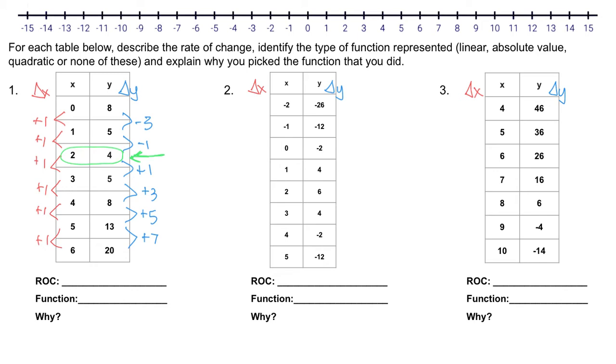When it has a vertex, it can be either absolute value or quadratic, but we know it's not absolute value because you can see that these are not the same. With absolute value, you have two constant sections. You have a decreasing section and an increasing section with a constant rate of change, and I don't have that. So that's why we're going to look at our second difference. And so that means we're going to look at these right here.